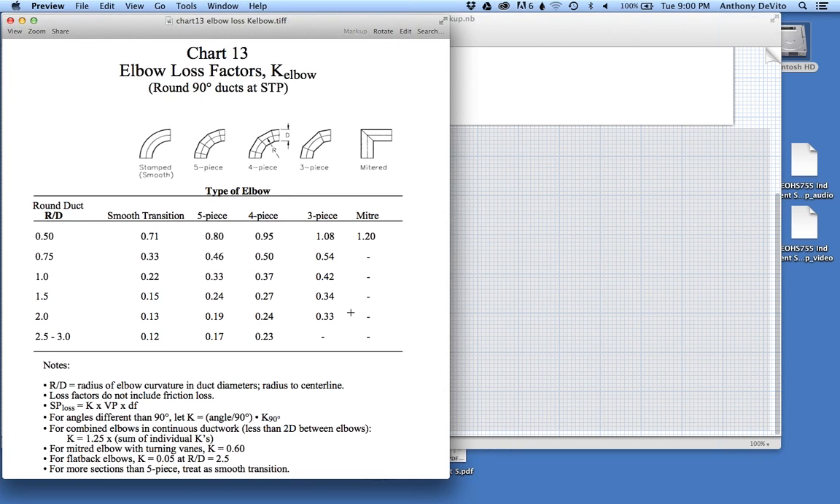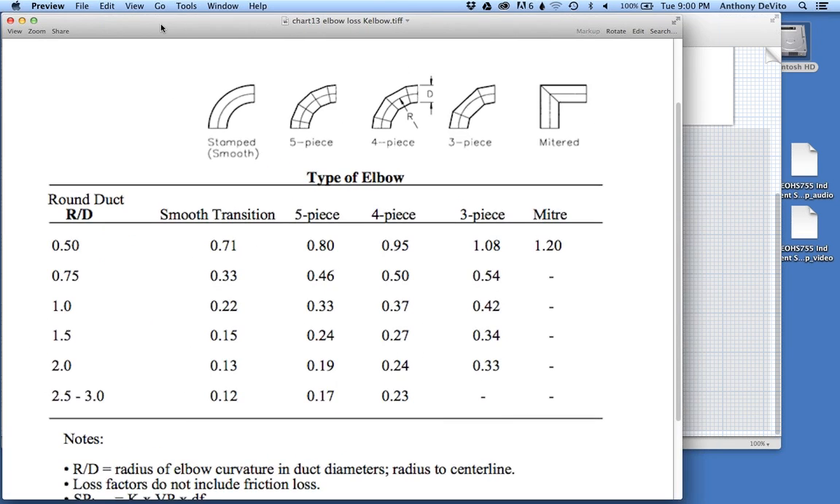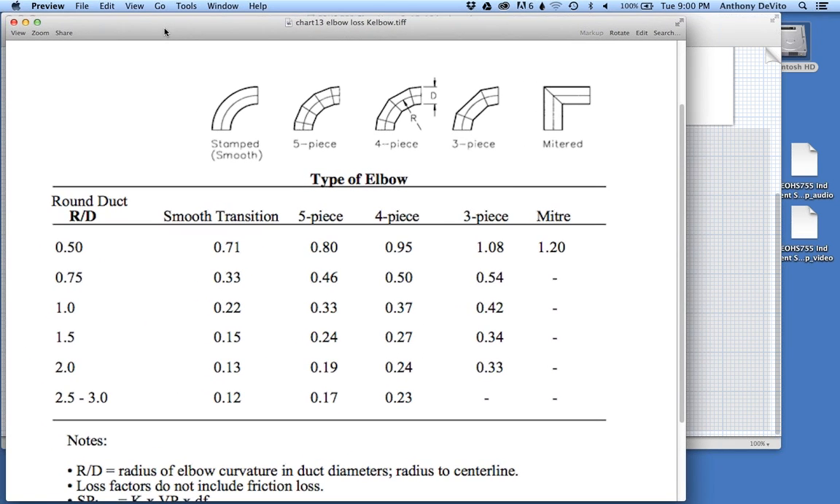Maybe better to do it this way. Okay, good. I can actually get this even bigger. Okay, so here is various sized, here's galvanized ductwork, and we defined the ductwork by the relationship between the radius and the diameter. Radius same as the diameter, that we call R over D of 1.0. 2 times the diameter, it's 2.0, and so on and so forth.